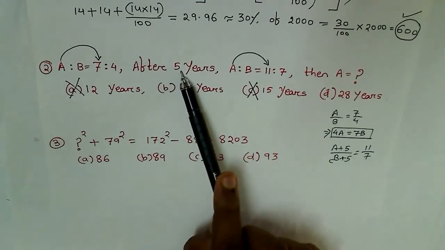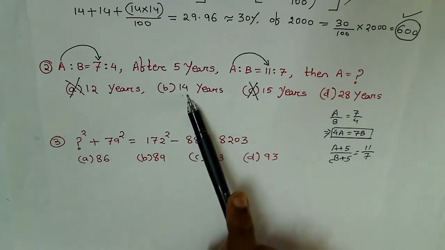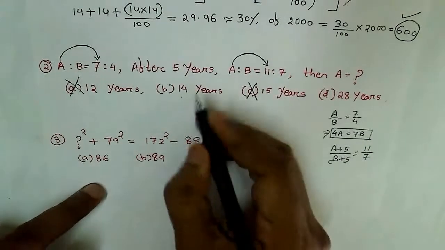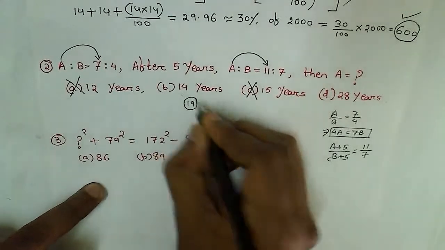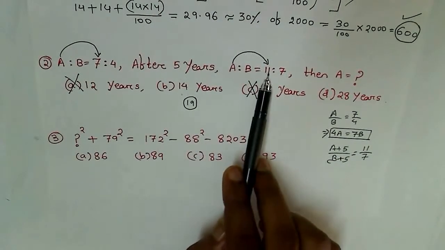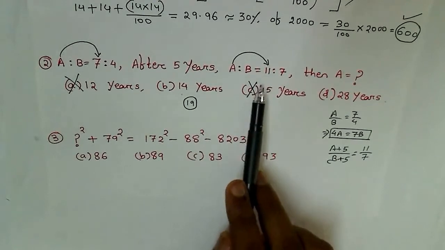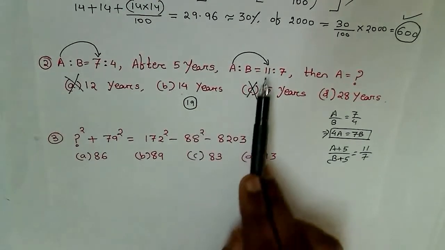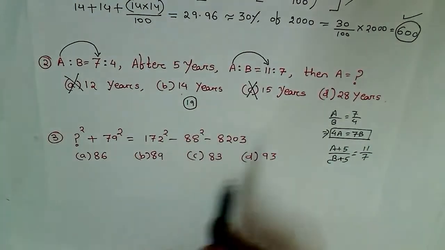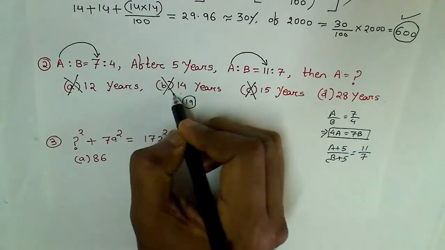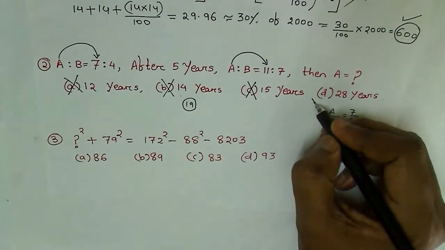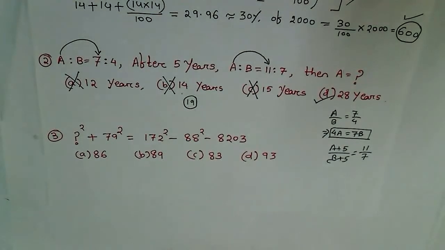So after 5 years, what is the age of A? After 5 years, the value of A becomes 14 plus 5. It will be 19 years. Now after 5 years, the A value corresponds to 11. So now we have to see whether this 19 is divisible by 11 or not. 19 is not divisible by 11. So option B cannot be the right answer. So the only option left is option D. So option D will be the correct answer for this question.